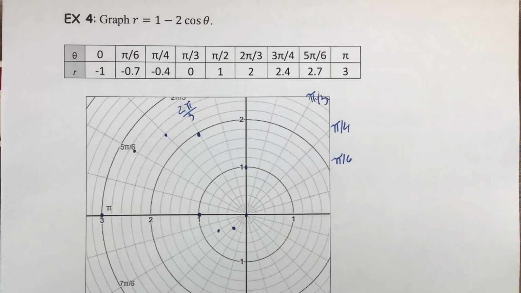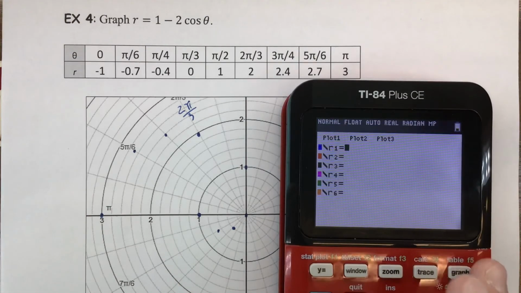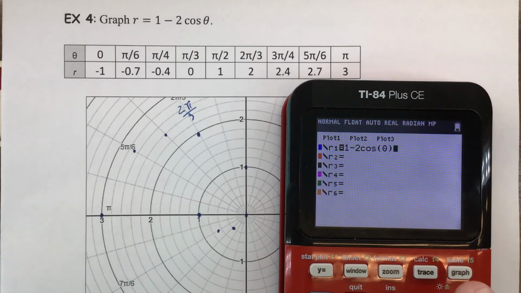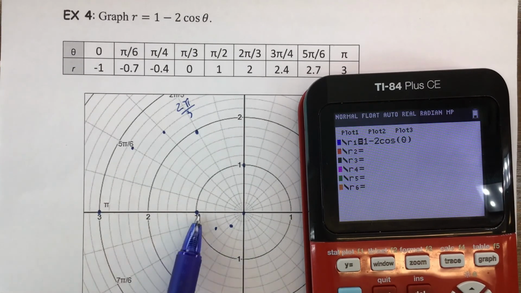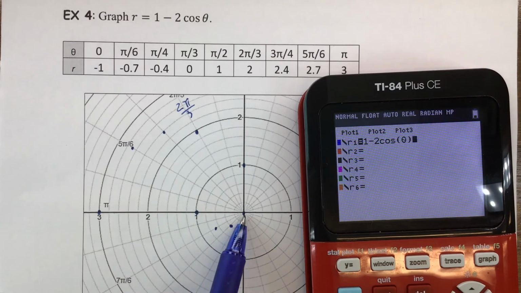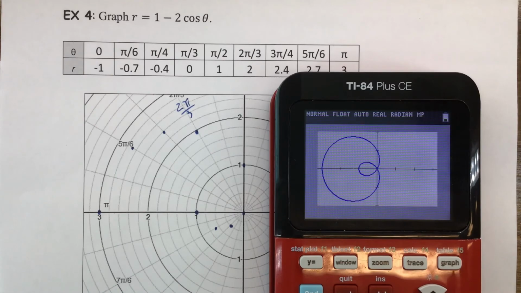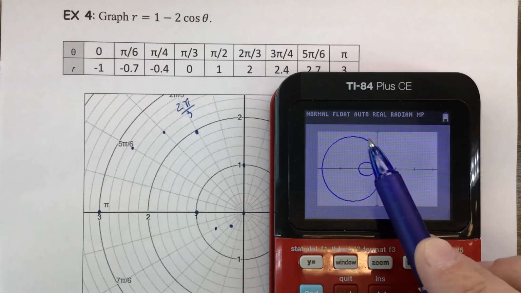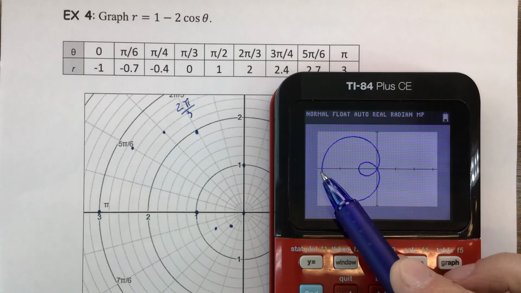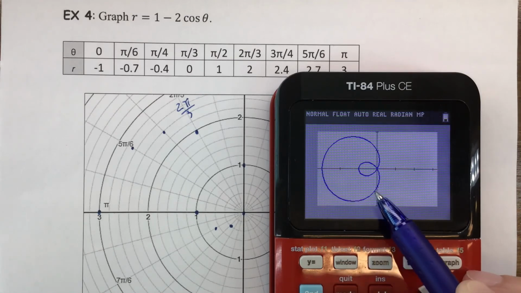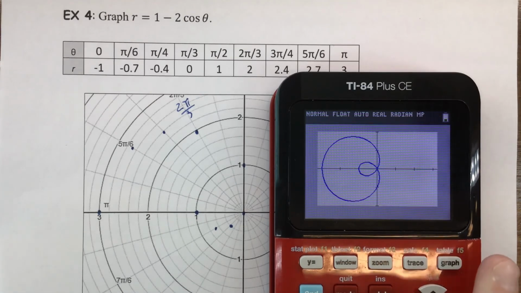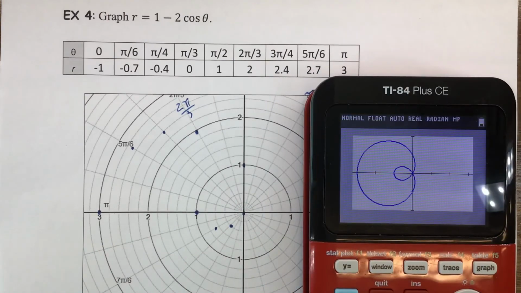All right, let's take a look at what the calculator would show us. I think I've got all my settings right. We're going to have r equals 1 minus 2 cosine theta. Now let's think about what we saw. We start at this dot, that dot, that dot, that dot. Then it's moving in this direction. See if it graphs it that way. And it did. So it did not actually create a spiral. It seemed like it sort of did, and then it closes back in and gets back to the start spot that we have. So that is a graph of a limaçon.